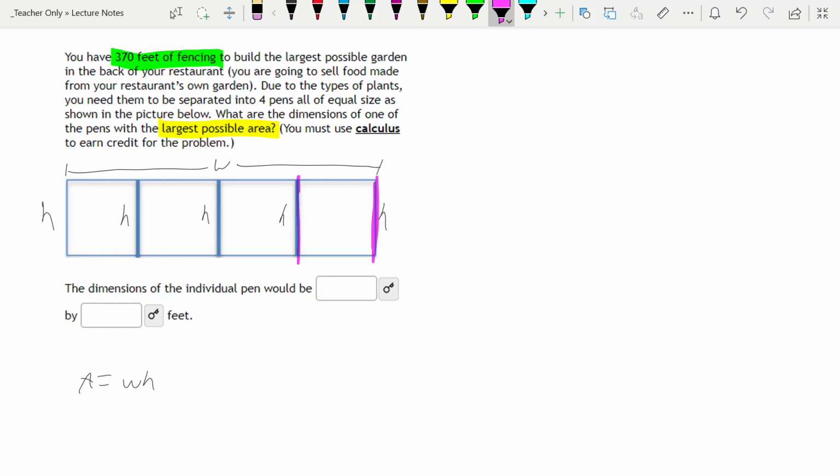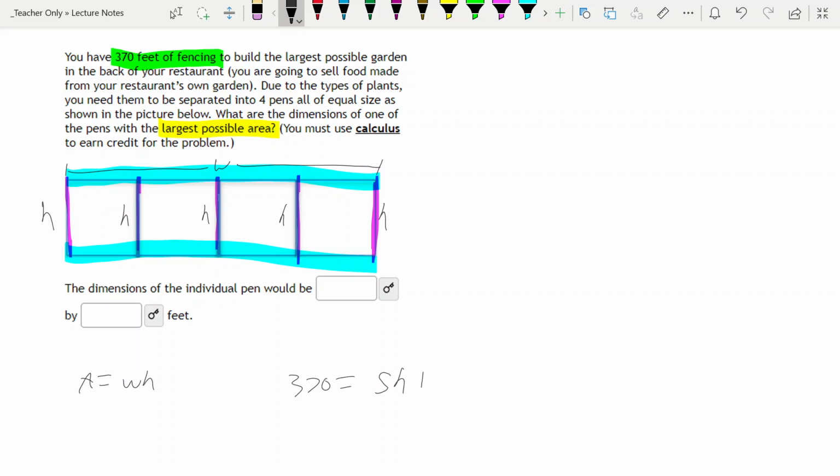I need one there, 2, 3, 4, and 5. And then for our widths, we're going to need one width to build that side and another width to build that side. So that's going to mean my perimeter, my fencing use, 370 feet of fencing is going to go into 5 H's plus 2 W's.